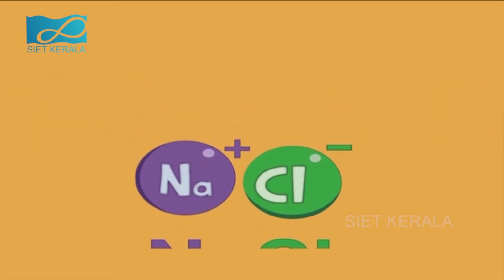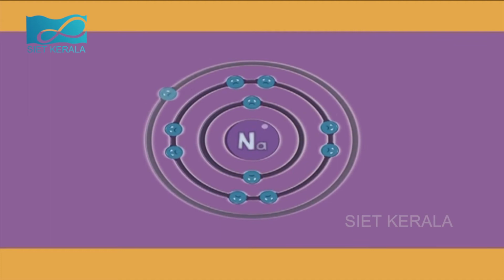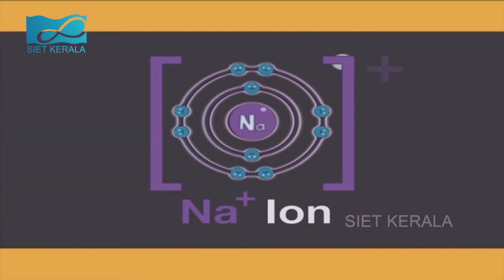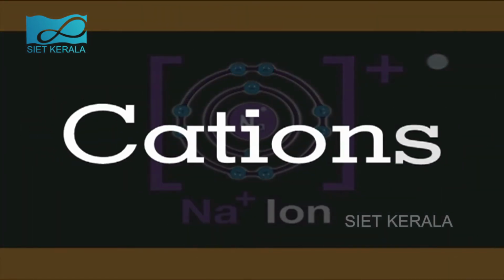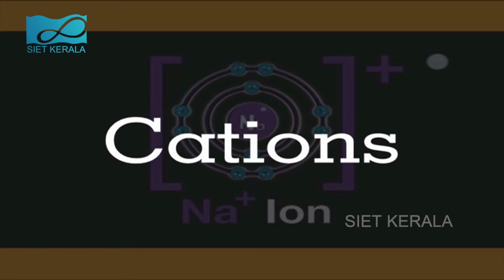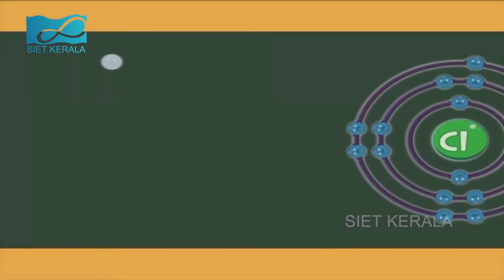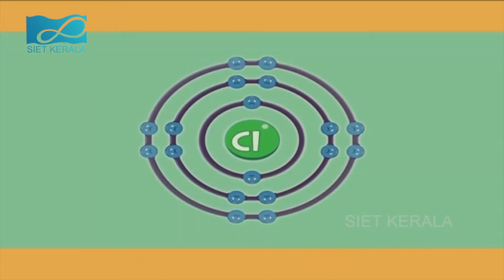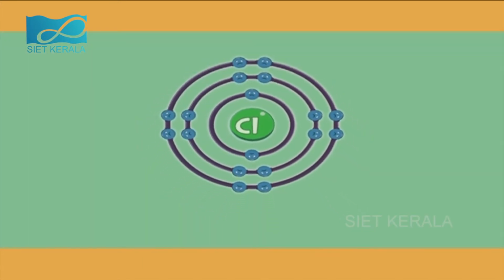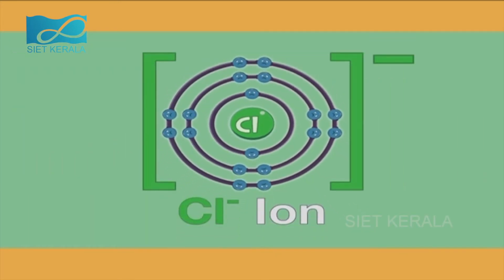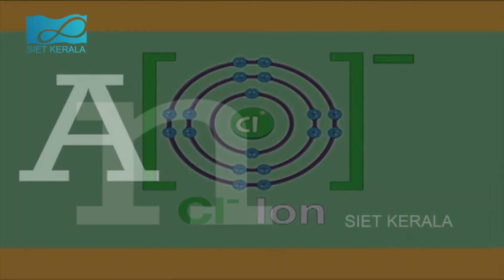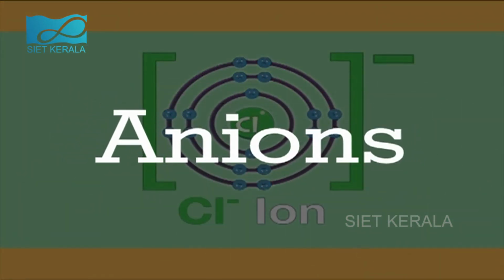During the formation of sodium chloride, the sodium atom donates an electron and gets converted to a sodium ion, Na+. These positive ions are called cations. Chlorine accepts an electron to form a chloride ion, Cl-. These negative ions are called anions.